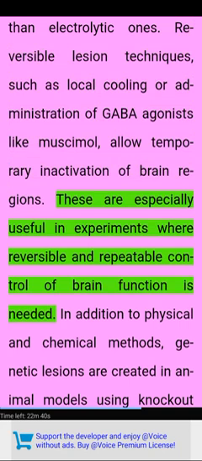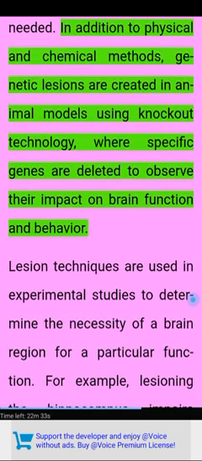These are especially useful in experiments where reversible and repeatable control of brain function is needed. In addition to physical and chemical methods, genetic lesions are created in animal models using knockout technology, where specific genes are deleted to observe their impact on brain function and behavior.